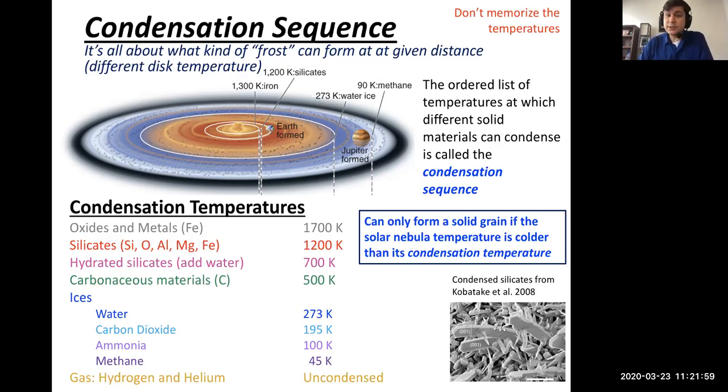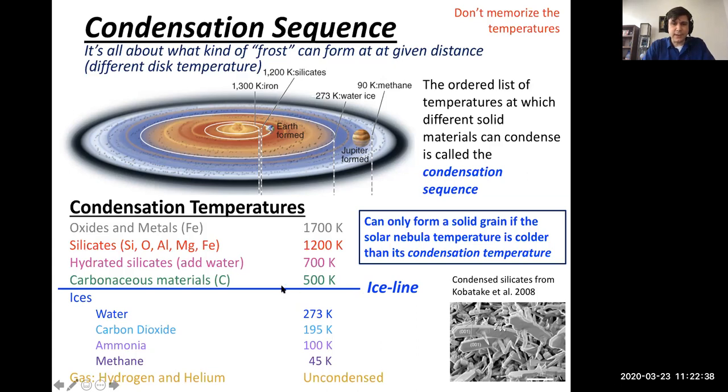Water ice, 273 Kelvin, the freezing point of water. Given the pressures of the solar nebula, that's not the exact number, but it's easy for us to remember, so I'm going to go with the familiar numbers for water ice. Carbon dioxide, it'll freeze out into a carbon dioxide frost, forming solid grains of carbon dioxide, also called dry ice, at 195 Kelvin, ammonia at 100 Kelvin, methane at 45 Kelvin, and nowhere in our solar nebula is it going to get cold enough where we can condense out hydrogen and helium, so that will remain a gas.